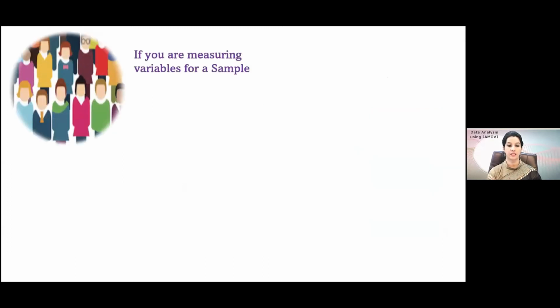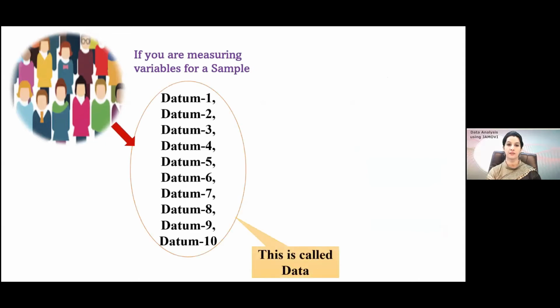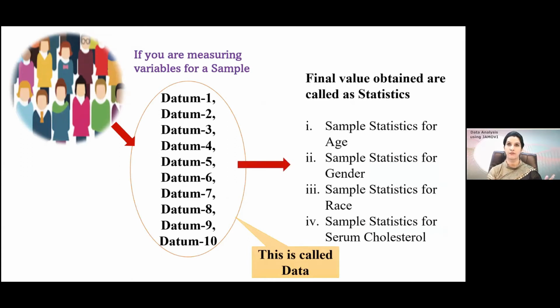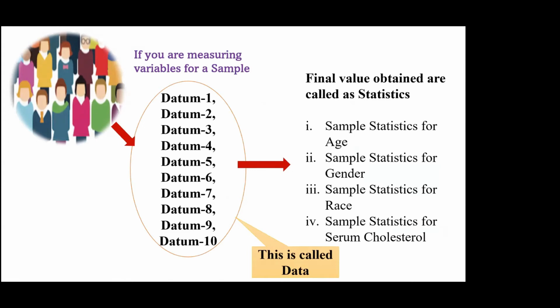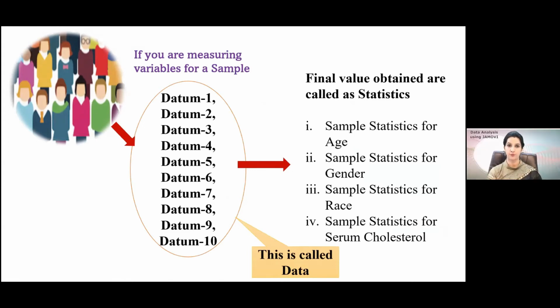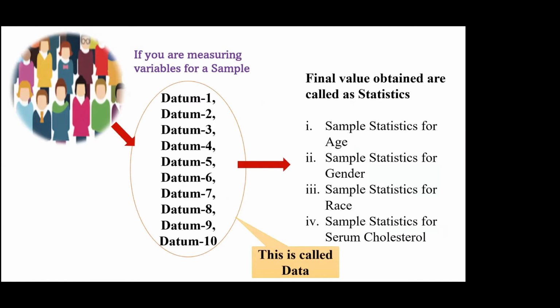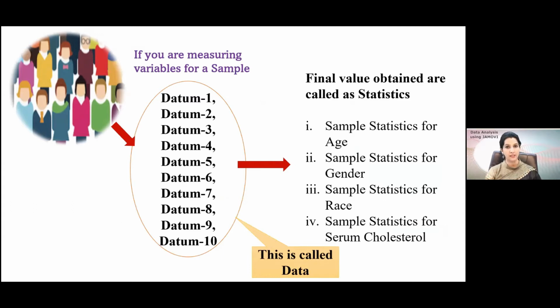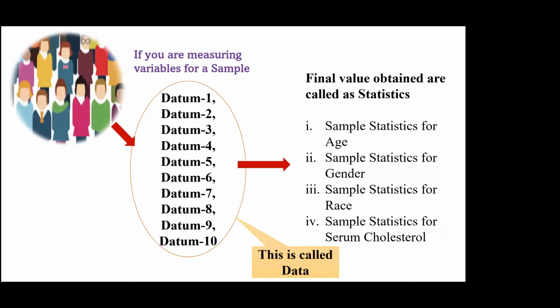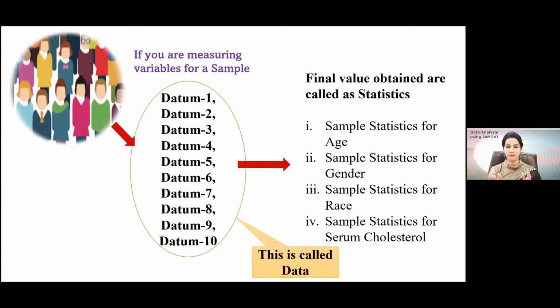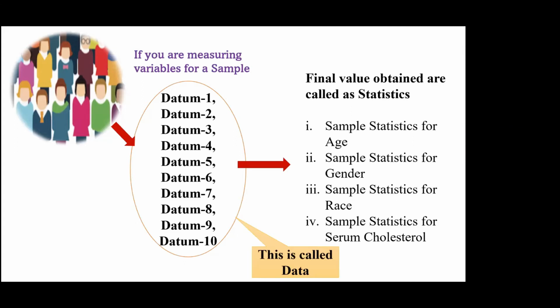So this is the datum. Now, if we are measuring the variable of a sample, so let's say I have taken 10 samples out of that population, this is called the data. The final value which we obtain from the data is known as the statistics. So this whole sample will have a sample statistics for age, gender, race, cholesterol, etc. Whatever the value of the variable of that whole sample, we call it a sample statistics.